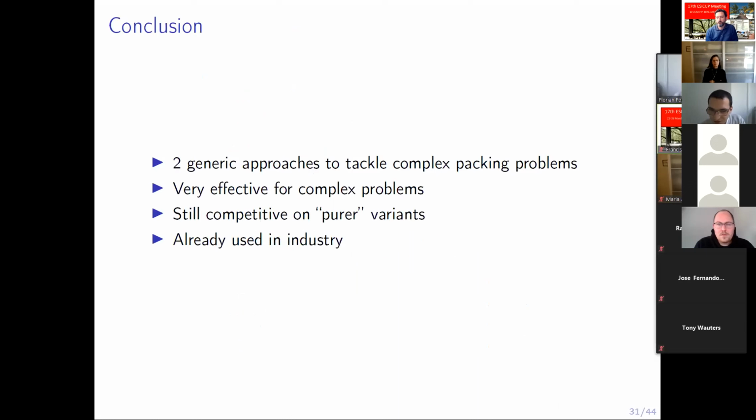Okay, so now conclusion. I've showed two generic approaches to tackle complex packing problems. They are very effective for the complex problems, but they are still competitive on the more fundamental variants. And they are approaches that we already use for industrial projects in the company I'm working for now, Artelis.